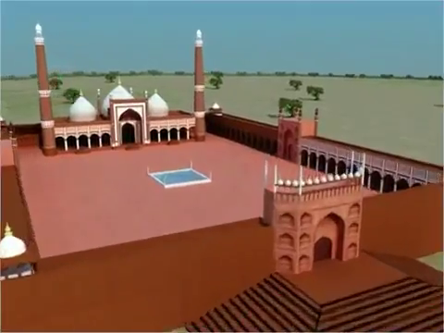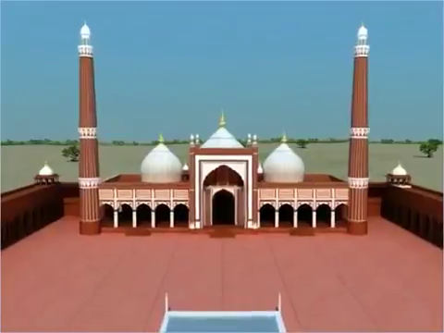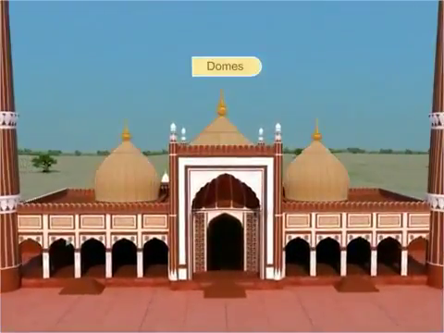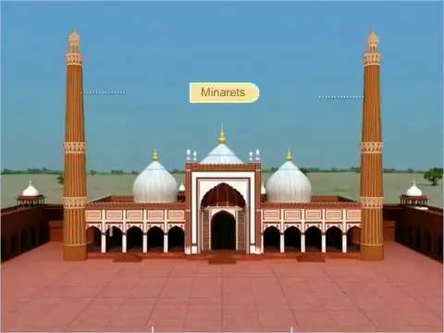The entire structure is constructed of marble and sandstone. The roof of the mosque is topped with 3 domes. On both its corners are 2 lofty minarets.